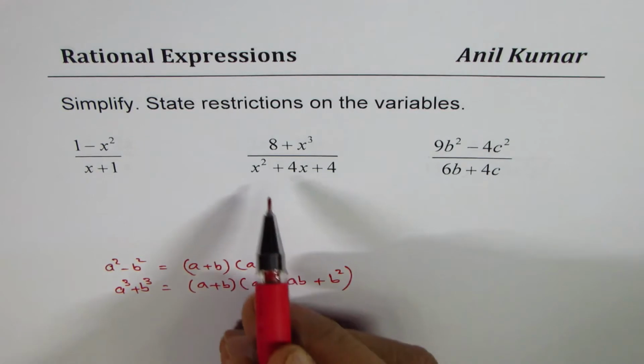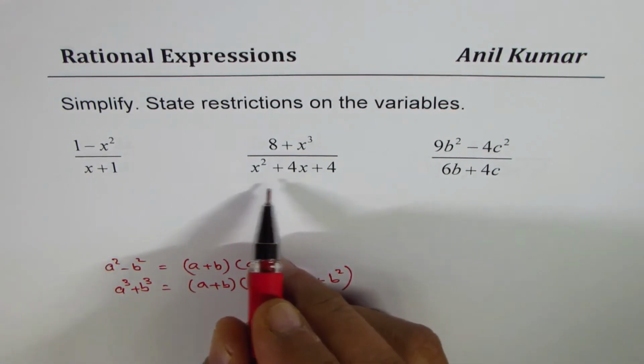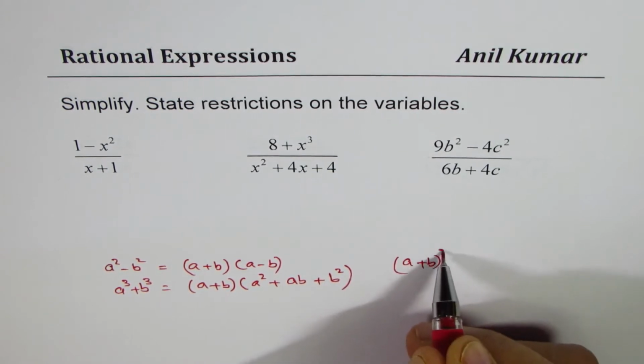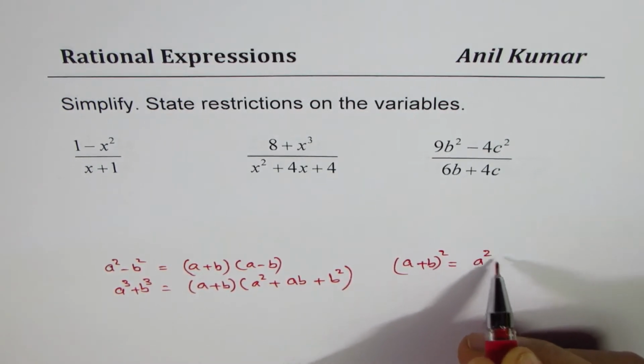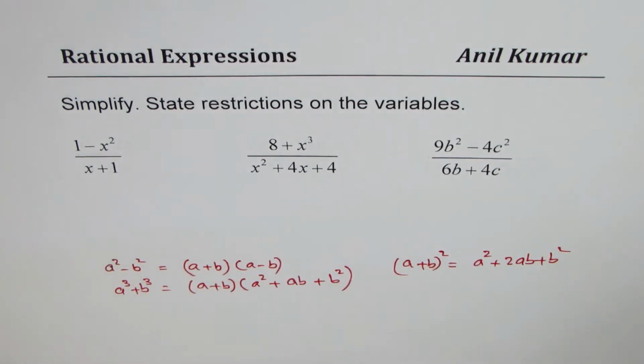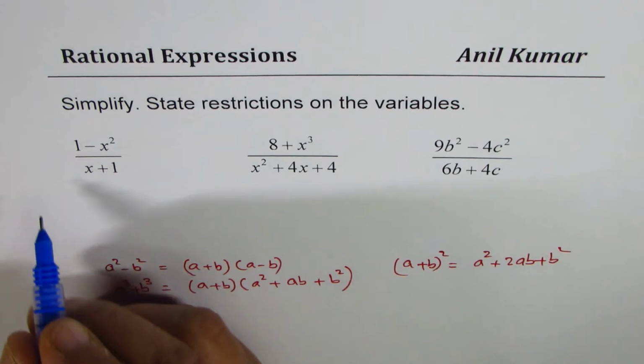And you will also see that part which could be factored as (a + b) whole square equals a square plus 2ab plus b square. It's a perfect square. Taking help of these formulas, you can factor numerator and denominator, simplify the rational expressions, write the restrictions, and then check with my solution. I hope that helps. Okay, so let's move ahead.